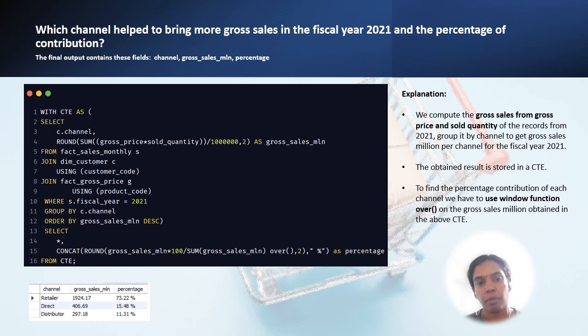Which channel helped to bring more gross sales in the fiscal year 2021 and the percentage of contribution? We need to find the gross sales in millions per channel. So we are using the formula for gross sales million and grouping by channel. The result is stored in a CTE, and to find the percentage for each row, we need to use a window function. So using the formula for percentage, and when you add over, it gives the percentage per row, and that is how I have got the final result.